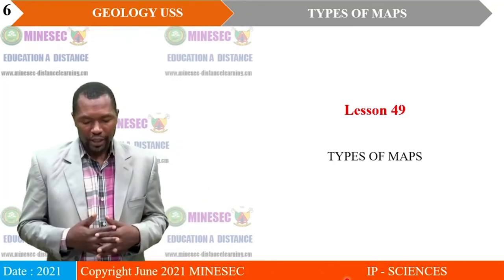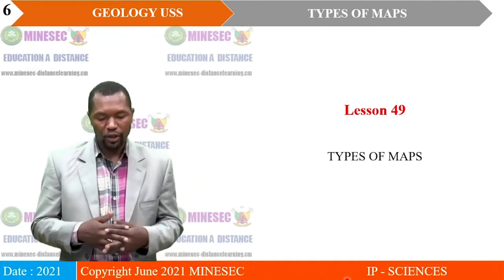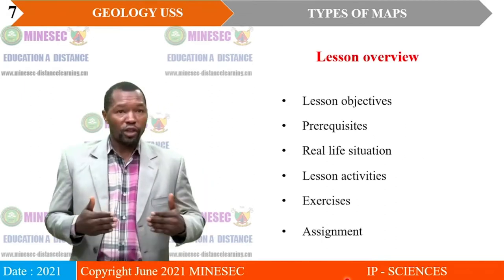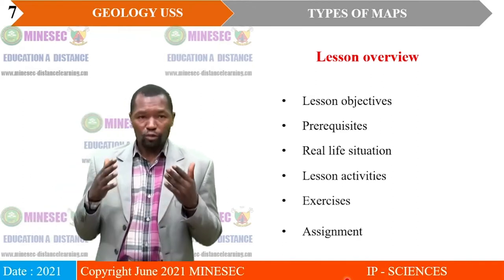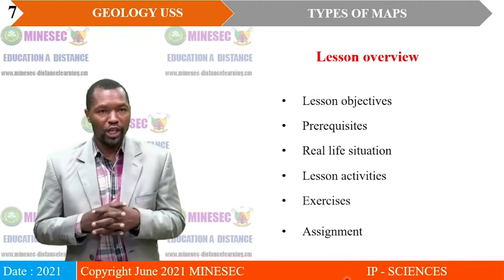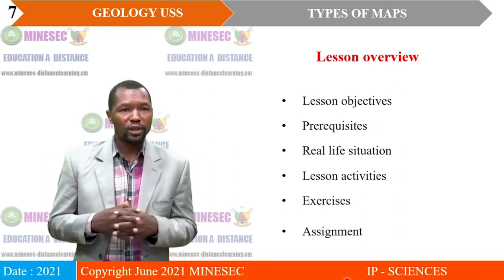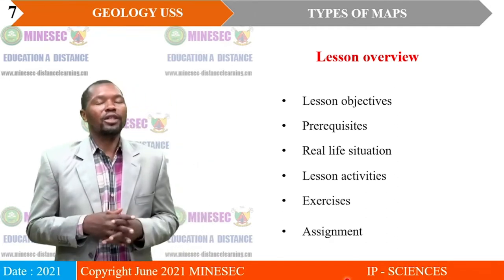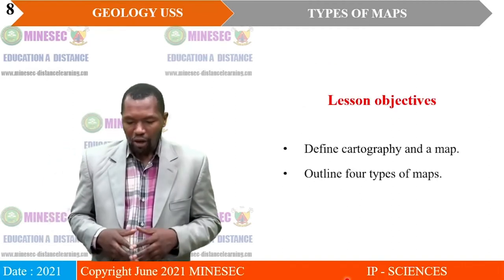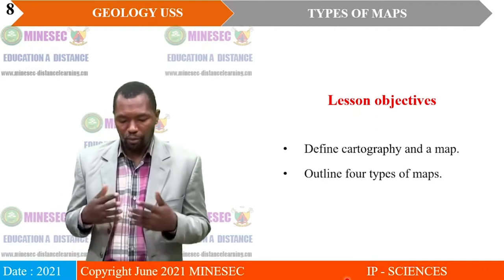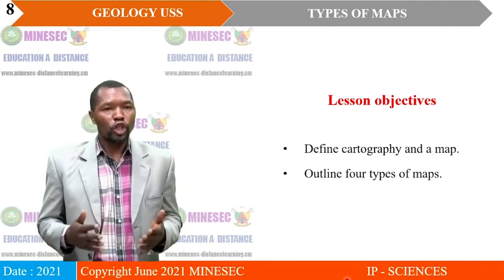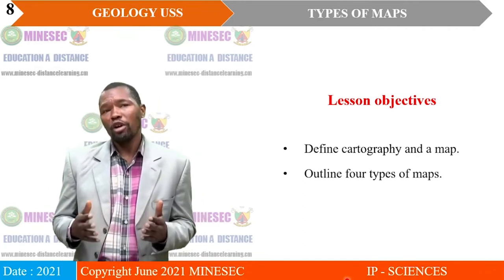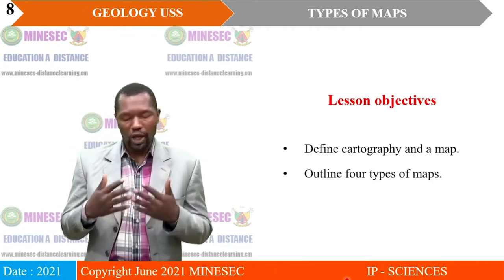Now, our lesson 49, therefore, is focused on types of maps. Under types of maps, we'll try to look at the different objectives. We'll have prerequisites, we'll look at the real life situation, lesson activities, we'll look at some exercises, and we shall end with assignment. Now, as we look through the different types of maps, we should be able to define cartography as well as a map. And we will be able again to outline the four main types of maps.